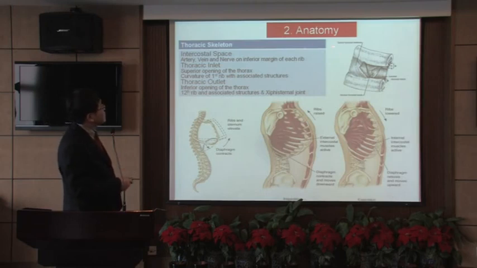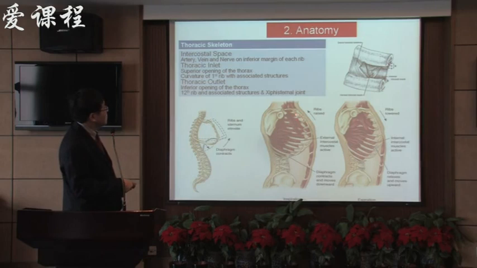After the skeleton, we look at others, like muscles. Between the ribs is the intercostal space, which has muscles. There are also the artery, vein, and nerve on the inferior margin of each rib. Each rib has these three parts: artery, vein, and nerve.